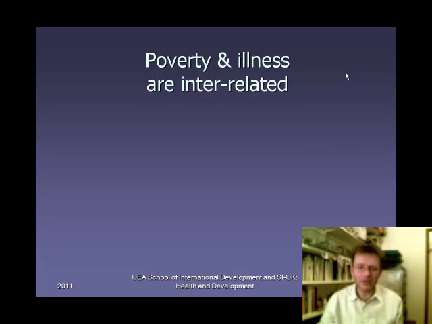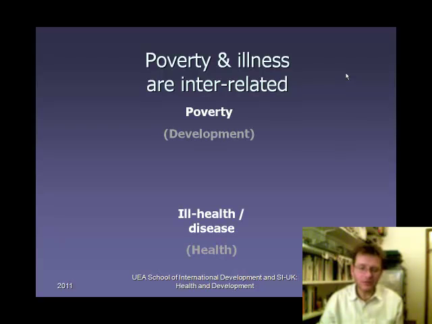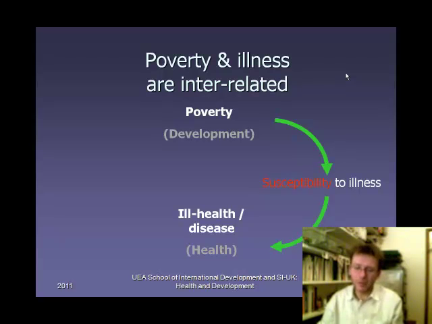Poverty and illness are interrelated. In other words, if we take poverty or deprivation and we look at how that causes ill health and disease, we can look at the concept of susceptibility to illness to help us do that. Poverty causes susceptibility to ill health or disease. For example, in a poor environment, in a poor household, you may not have access to clean drinking water, and so that can cause diseases of poverty such as diarrhea.